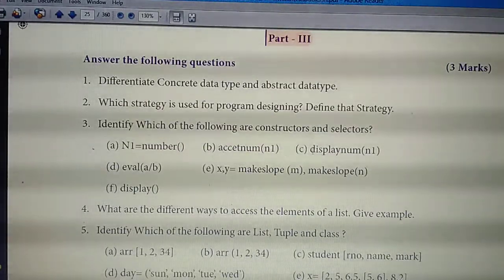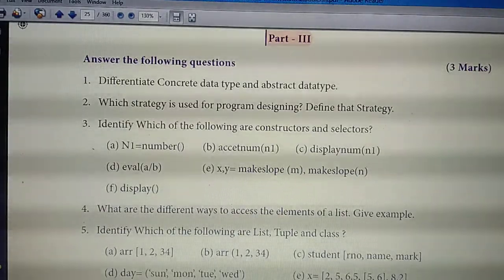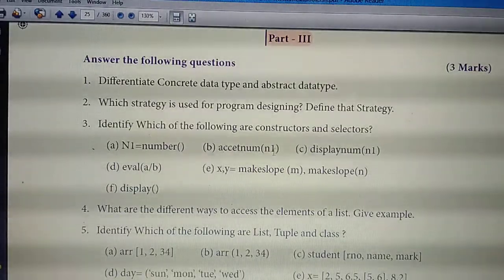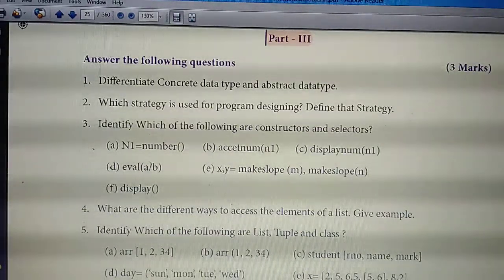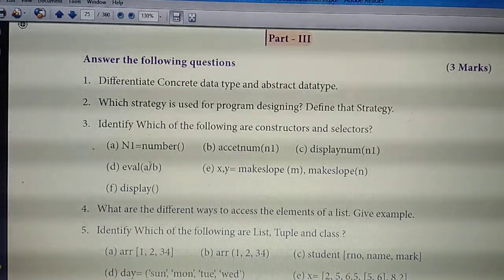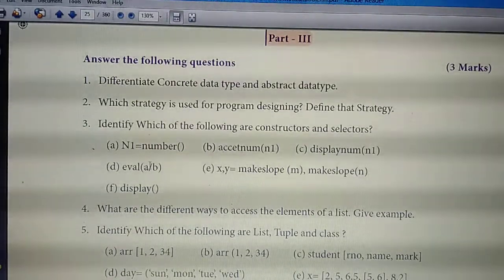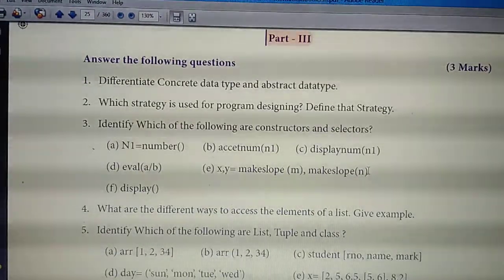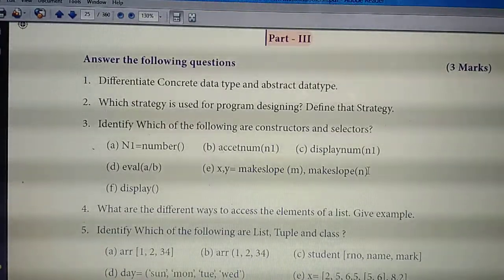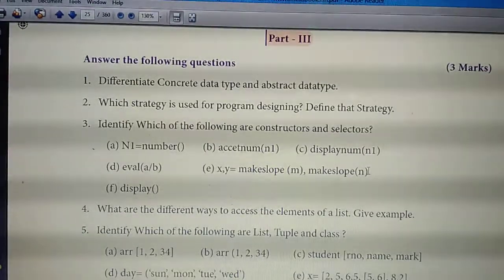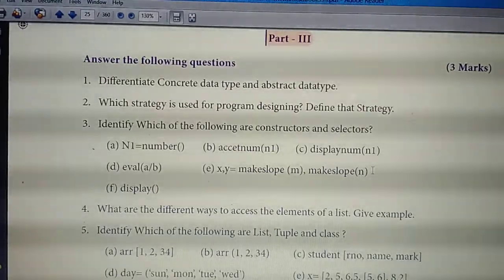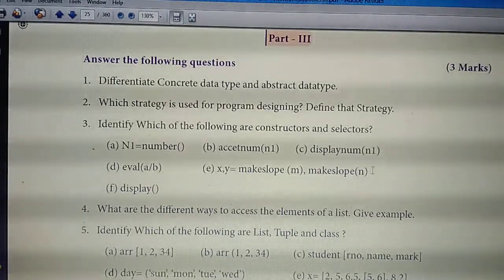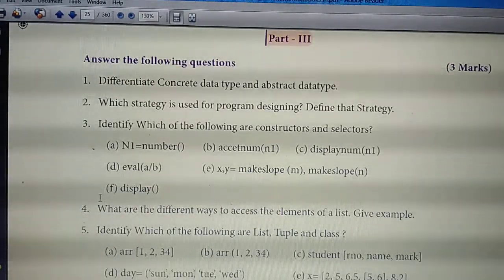C also is selector. C also, the answer is selector. Then D answer is selector. Have you written D selector? Then E is constructor. Answer of E is constructor. Then F answer is selector.